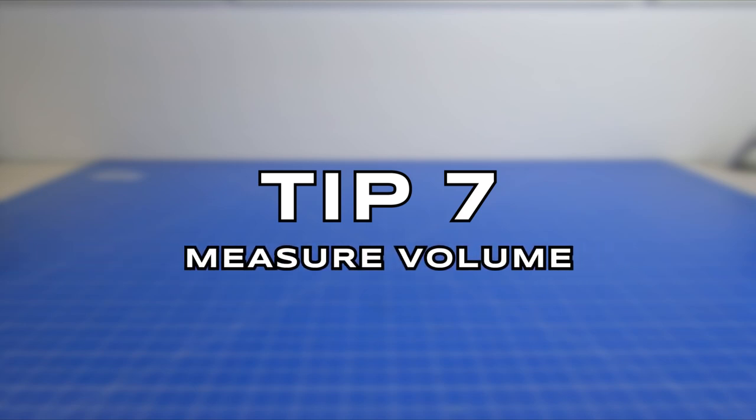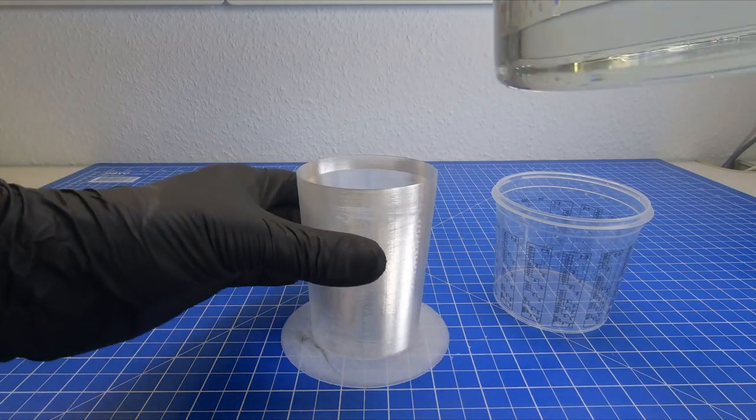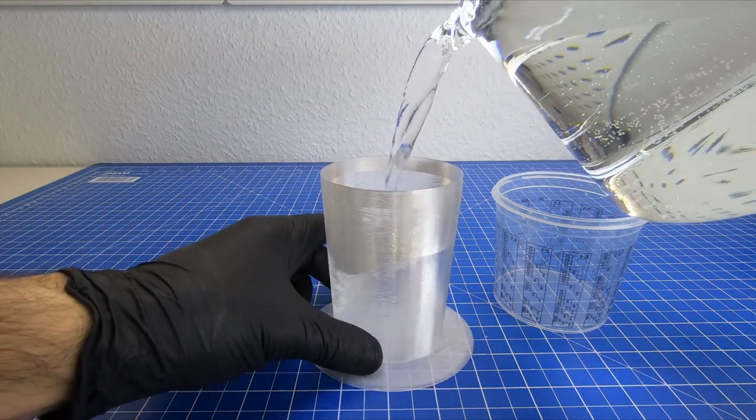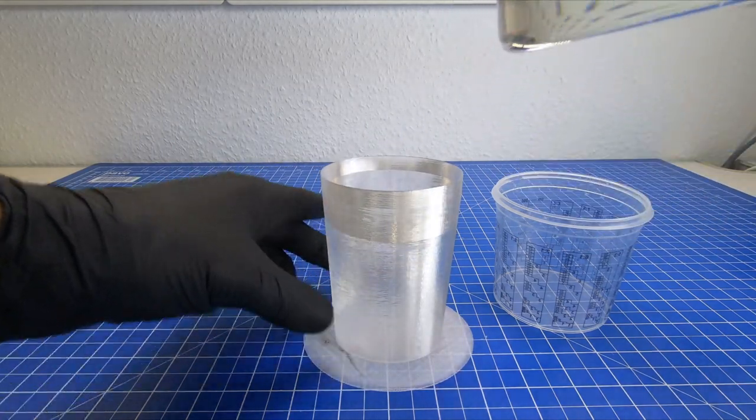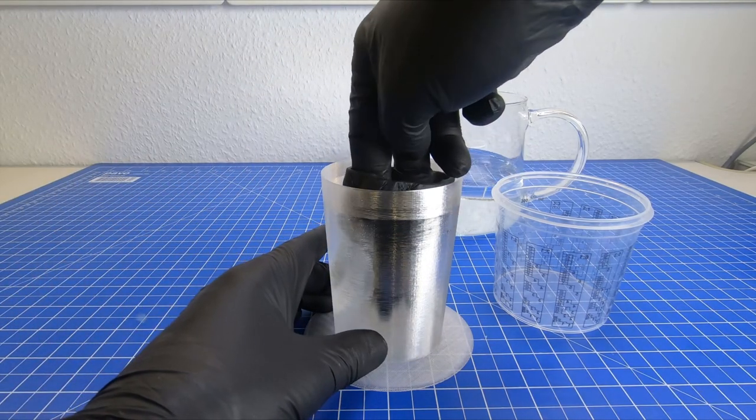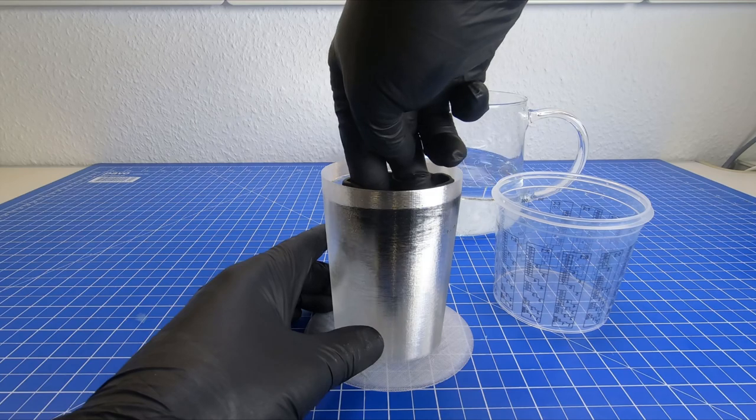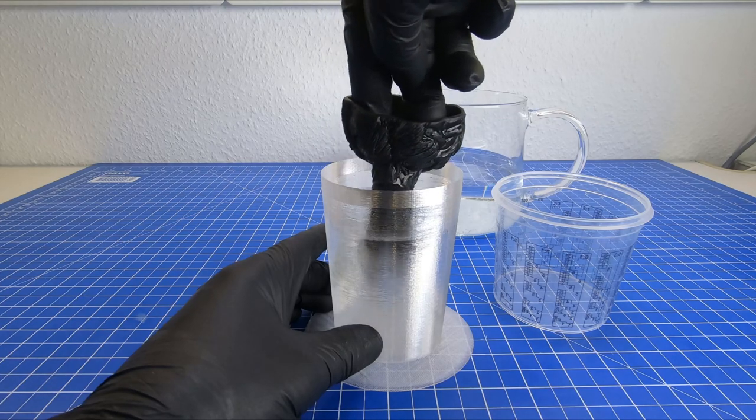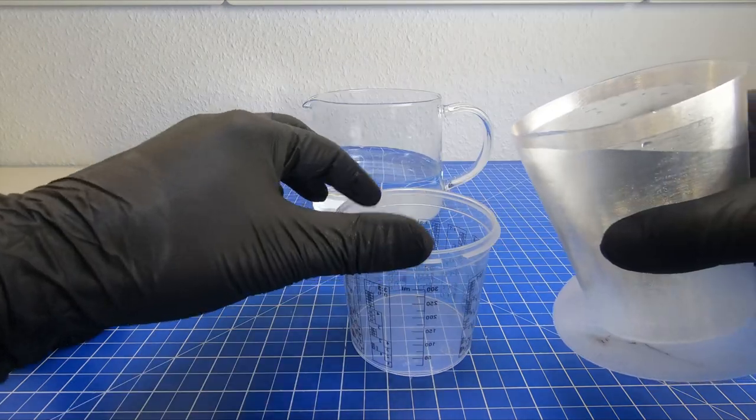Tip number 7, measure volume. Silicone is relatively expensive, that's why I designed this cup. And I'm also using this volume measurement to estimate the minimum amount of silicone that I will need for this project. You can immerse your model into the water and then you will see the level and you can measure how much silicone you will need at the end.